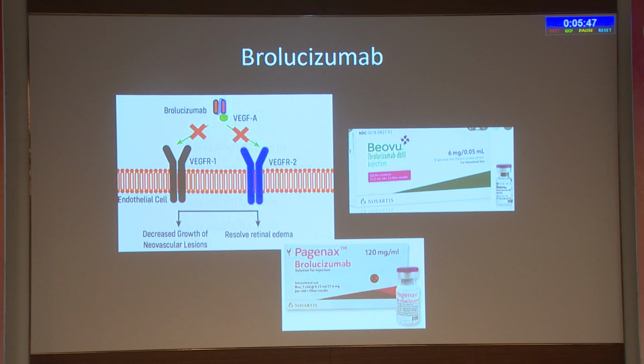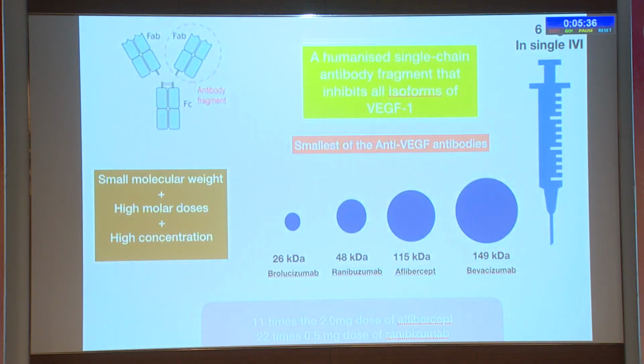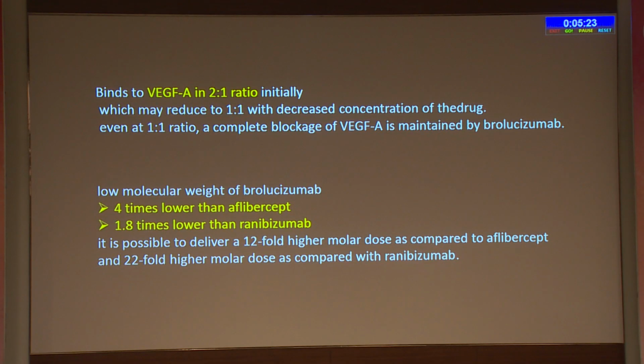We also have brolucizumab, which is the latest arrow that we have in our quiver, and that is marketed as Pagenax in our country and Beovu in other countries. This is a humanized single-chain antibody fragment that inhibits all isoforms of VEGF-A. It is the smallest of the anti-VEGF antibodies, and it gives high molar dose and high concentration. It binds to VEGF-A in a 2:1 ratio initially, but then a complete blockage of VEGF-A is maintained. It's a low molecular weight, about 4 times lower than aflibercept and 1.8 times lower than ranibizumab.